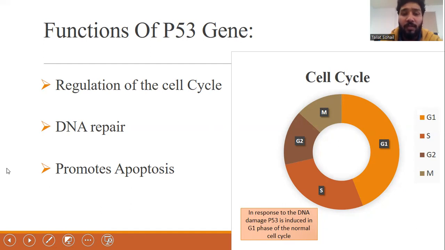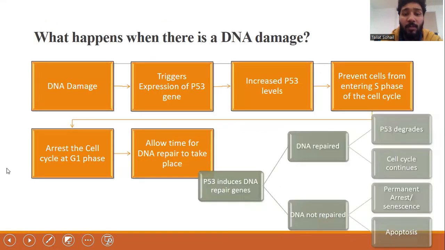Here you can see a figure that shows a normal cell cycle, which consists of M phase, G1 phase, S phase, and G2 phase, where G1 is gap 1 and G2 is gap 2. G2/M and G1/S are two important checkpoints, and in response to DNA damage, P53 is induced in G1 phase of the normal cell cycle. So now you can see my slide 4.